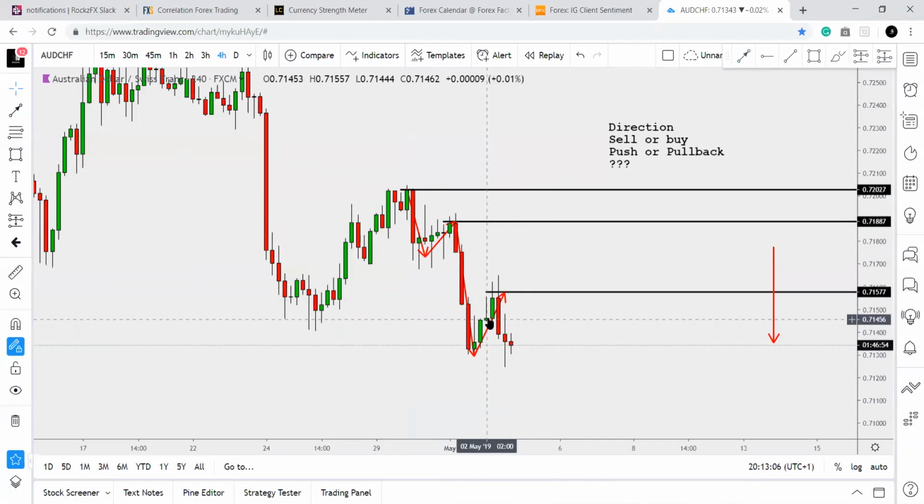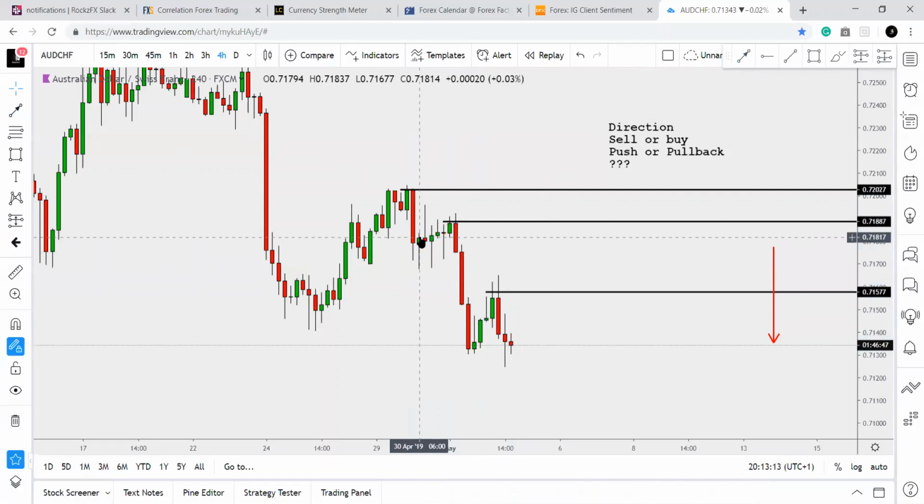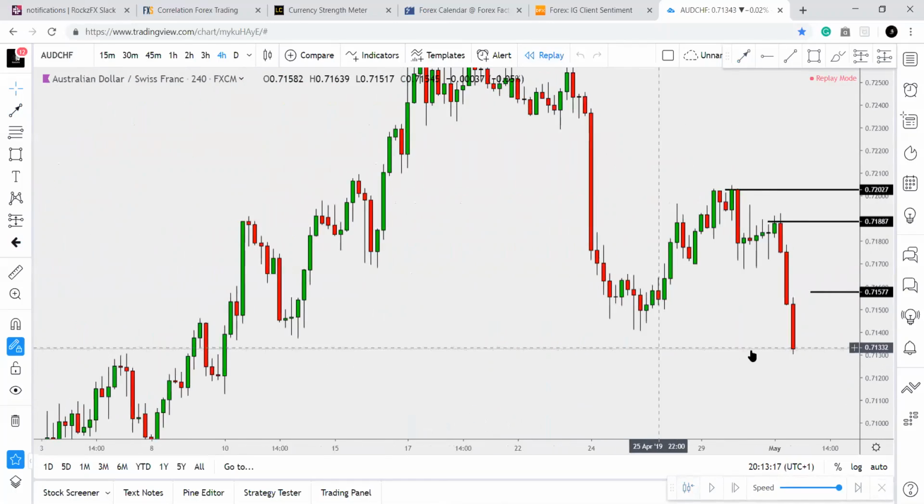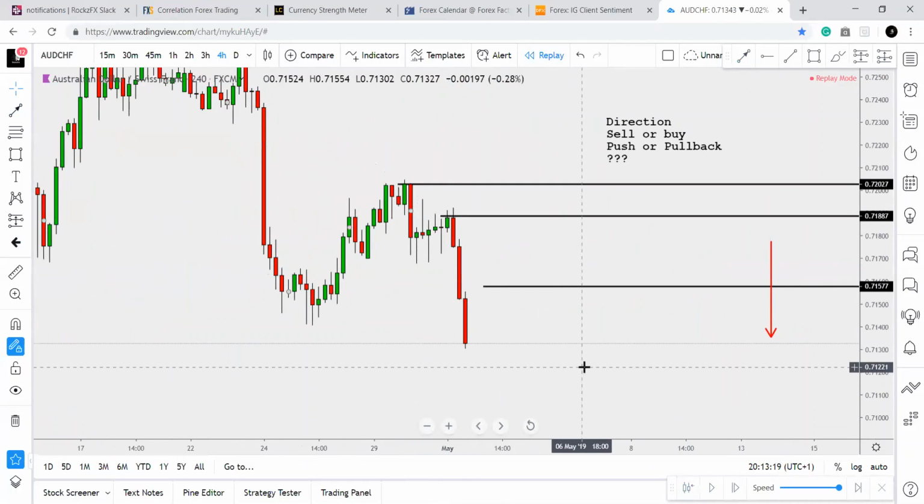It might make a pullback to the resistance for a double bottom and then push back, or it could break the support and then make one more resistance and then push it towards down.